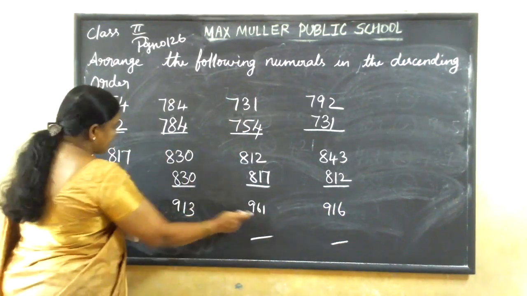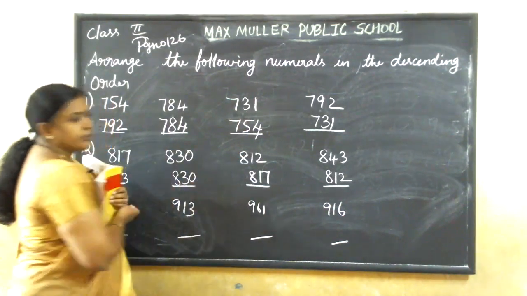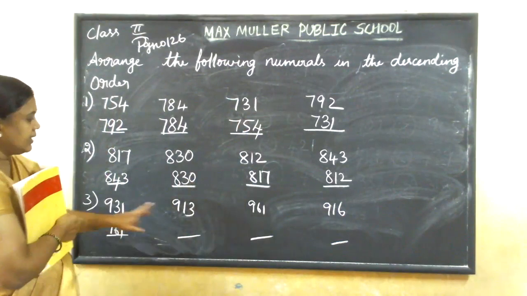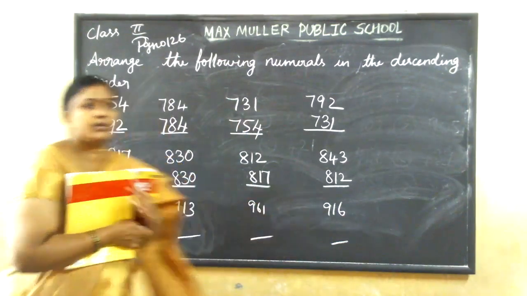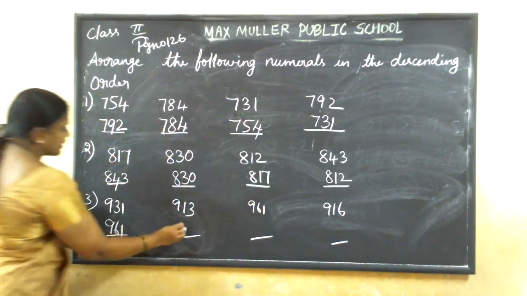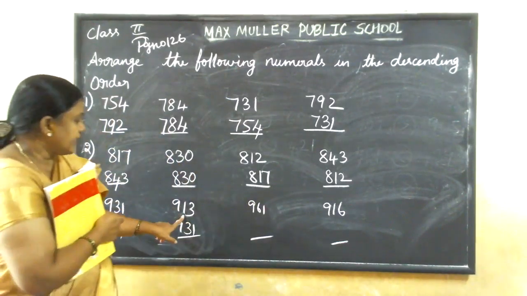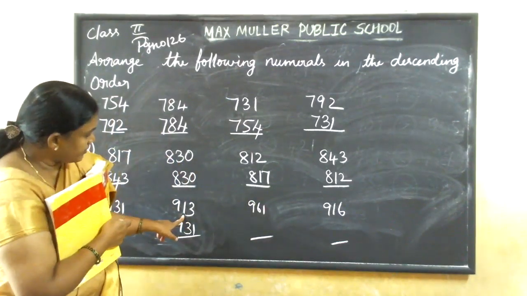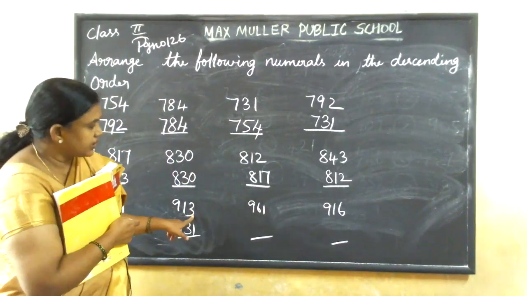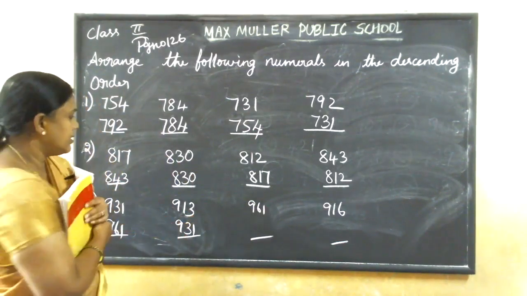Leave this number. In these three numbers, which one is the big number? Here 3, here 1, here 1. 3 is the big number. So we'll write 931. I said, children, in the tens place, if both numbers are the same, you will go to the ones place.